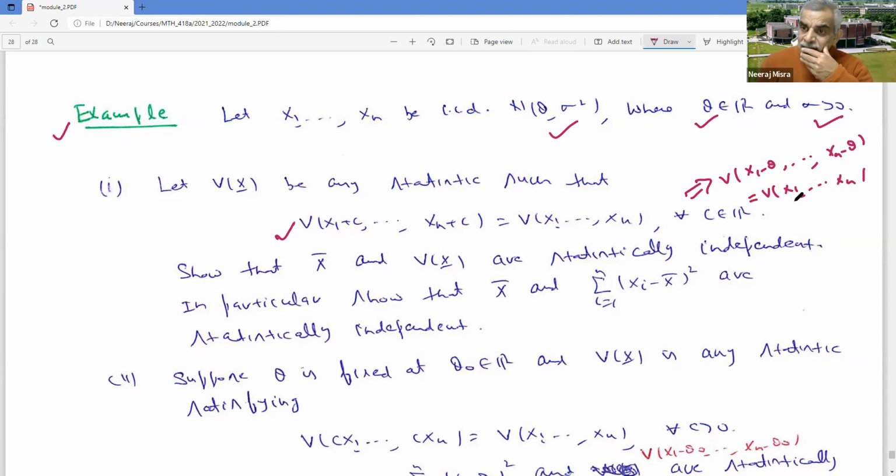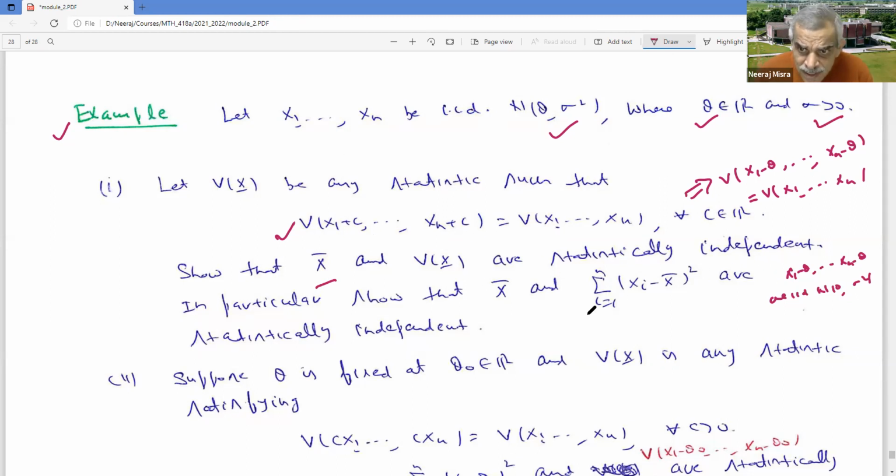What does that mean? V(X1, X2, ..., Xn) is the same as V(X1 minus theta, ..., Xn minus theta), but X1 minus theta, X2 minus theta, and Xn minus theta are IID normal(0, sigma squared). That means their distribution does not depend on theta. So if I assume sigma squared to be known, V turns out to be ancillary. So V is any statistic which satisfies this. Any statistic which satisfies this would be ancillary if sigma squared is known. So let V be any statistic which satisfies this and does not depend on sigma squared and theta. Then X bar is complete sufficient for theta in the normal(theta, sigma squared) if sigma squared is known. So X bar and V(X) would be independent.